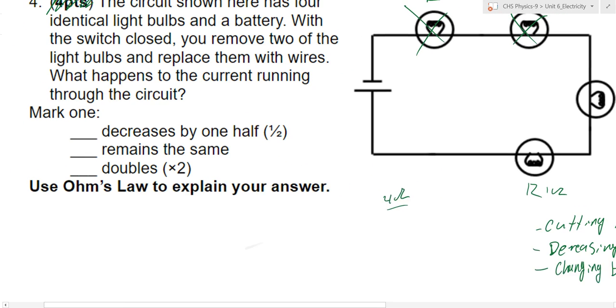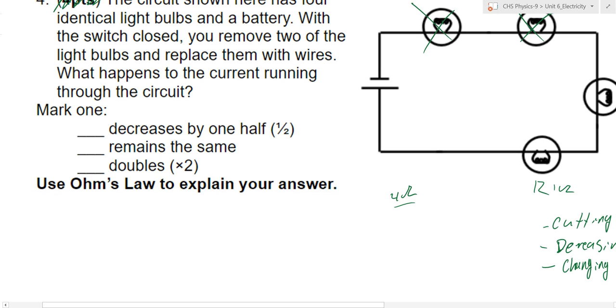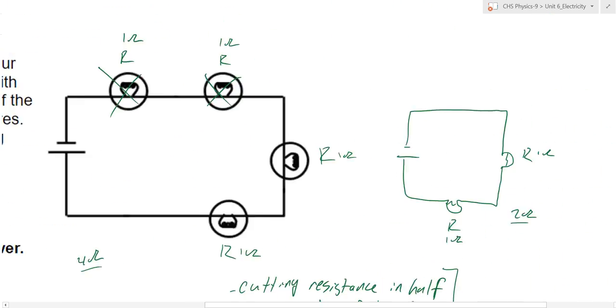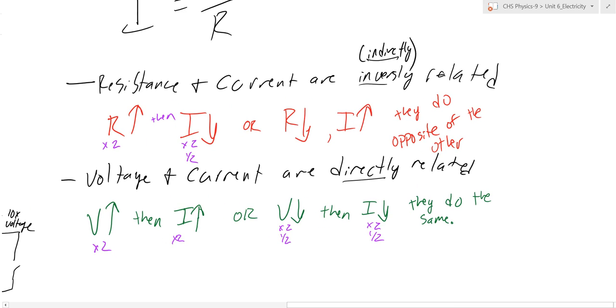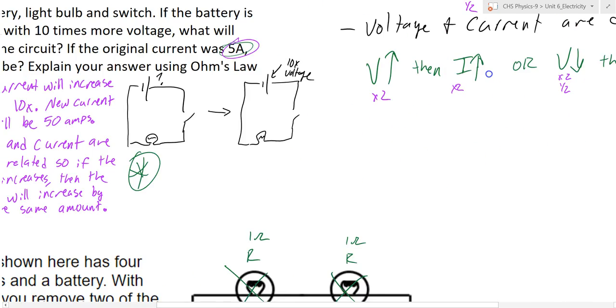Okay? So then the question is, what happens to the current? Does the current decrease by 1/2? Does it remain the same? Or does it double? Okay? So use Ohm's law to explain your answer. So if we go back over here, we're talking about how resistance and current are related. So if one goes up, the other goes down. If one goes down, the other goes up.